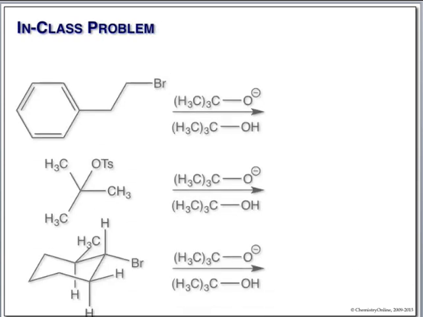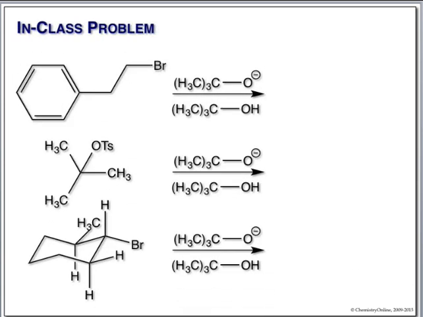All right, on the exam, what's it look like? Well, it looks like this. This is tert-butoxide, tert-butanol. When you see this, and it's an alkyl halide or a tosylate leaving group, that should scream at you, I am doing an E2 elimination.